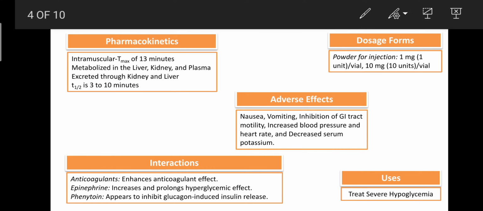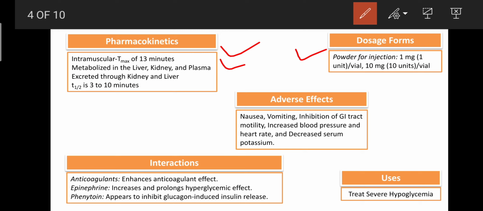So the glucagon can be administered externally by the intramuscular route. Its Tmax is obtained within 13 minutes. The glucagon is mainly metabolized in the liver, kidney and plasma. It's mainly excreted through the kidney as well as the liver, and the half-life of glucagon is only 3 to 10 minutes. Within 10 minutes, its action decreases by up to 50%. Glucagon is available in the form of powder in an injection containing a 1 mg to 10 mg vial.